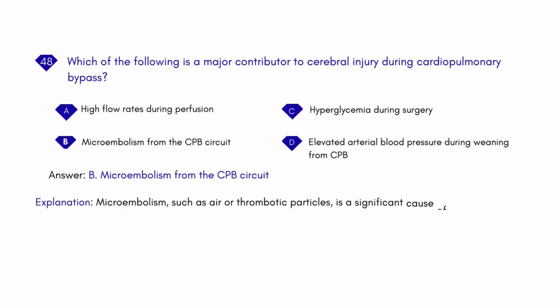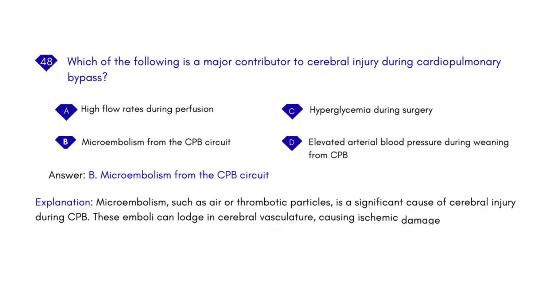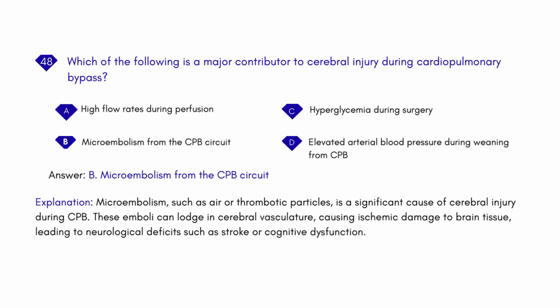Explanation: Microembolism, such as air or thrombotic particles, is a significant cause of cerebral injury during CPB. These emboli can lodge in cerebral vasculature, causing ischemic damage to brain tissue, leading to neurological deficits such as stroke or cognitive dysfunction.